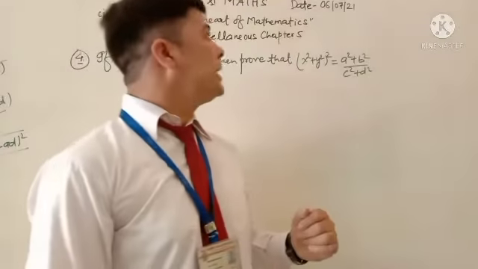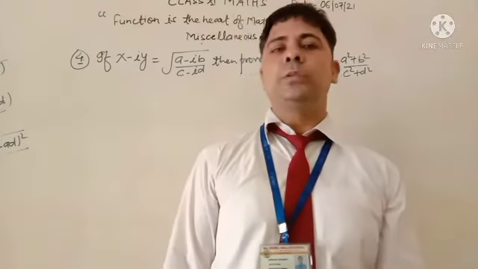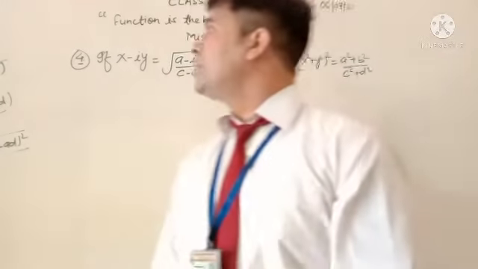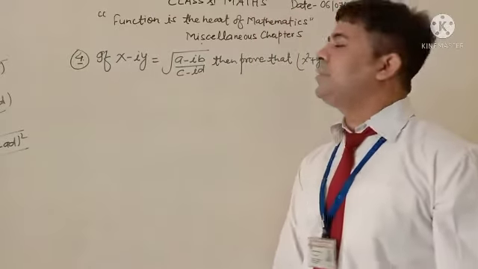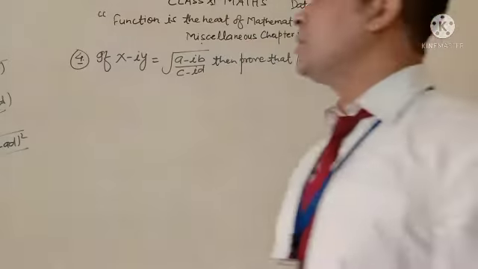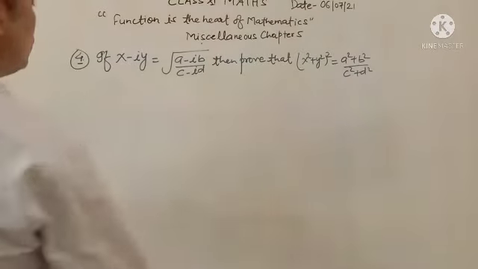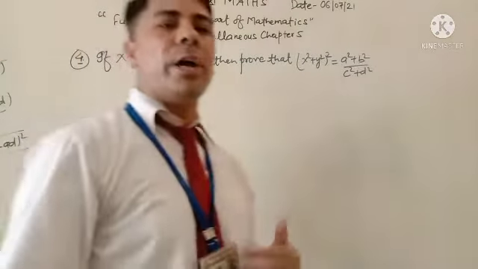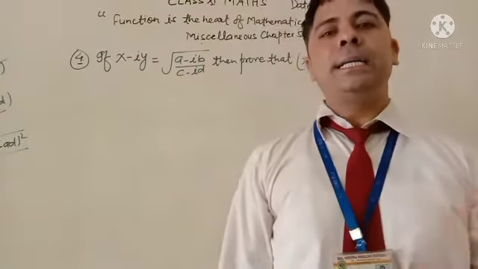Now today's date is 6th of July 2021. This is Miscellaneous Chapter 5 from NCERT. It is complex numbers and quadratic equations. This is question number 4, and this type of question is occasionally asked in IIT JEE type of questions.